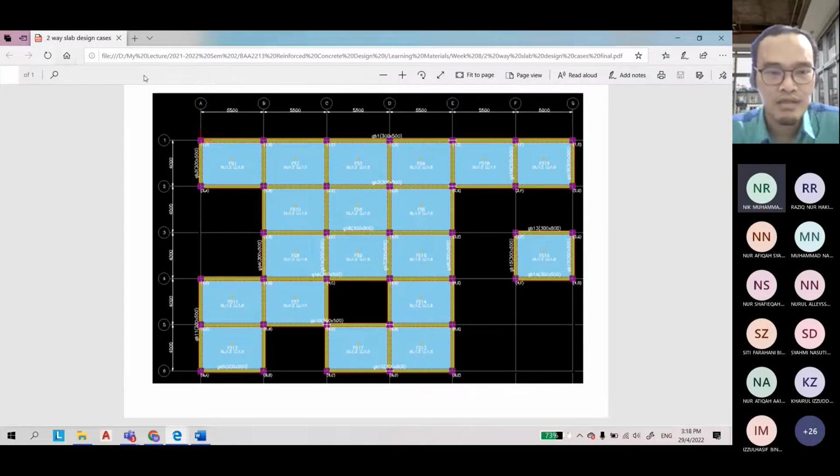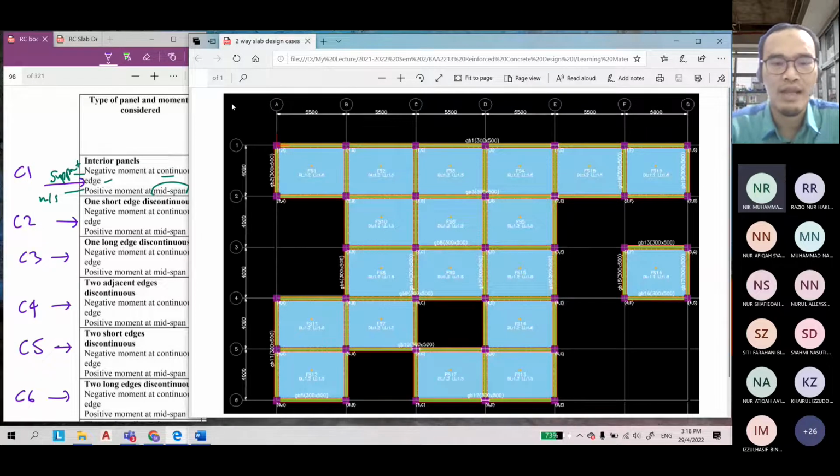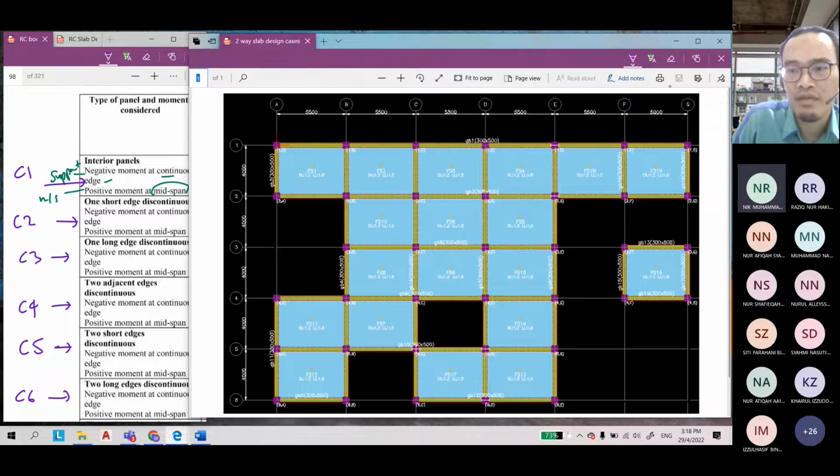Okay. Can you see the panel of the slab here? I hope you can see. I drew this one using Esteem software. I hope you can also see the LY and the LX. We are lucky because I set the LY to be like this one, so this is always our LY, and here is our LX.